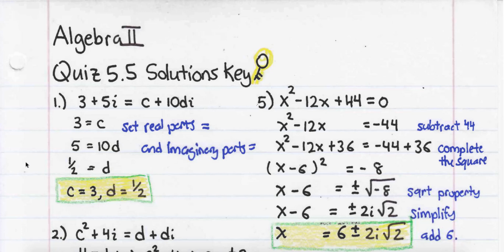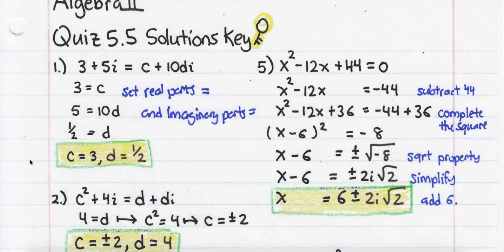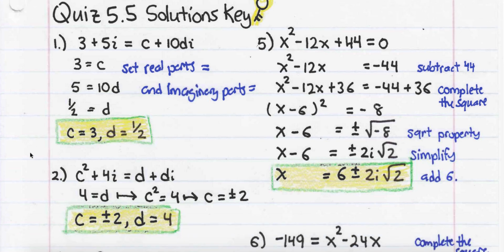Okay, let's go through the solutions to the quiz. Number one, you had to set the real parts equal to each other, so 3 equals c, that's fairly simple. And you had to set the imaginary parts equal, so 5 equals 10d, and d equals 1/2. So the solutions were c equals 3, and d equals 1/2.